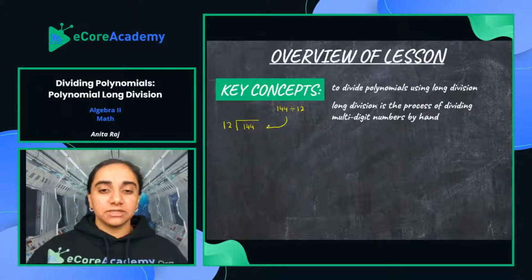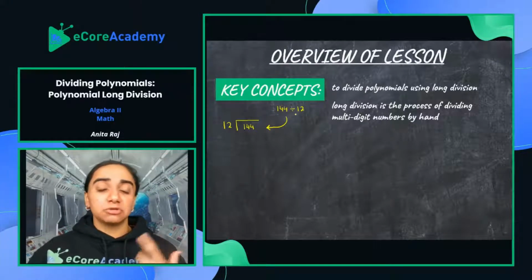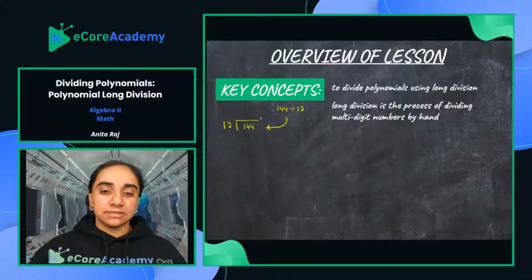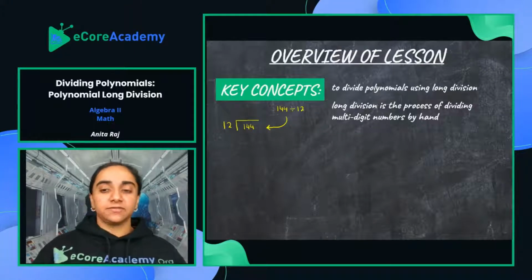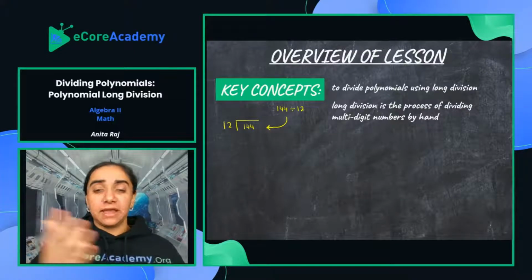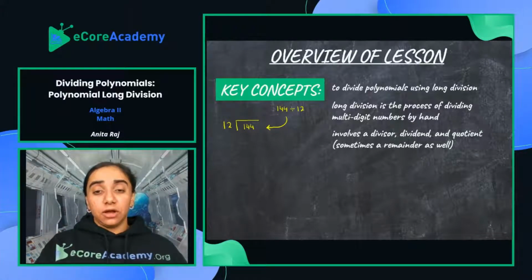What we can do is set this up. In case we haven't memorized our times tables, which are mostly single digits, if we have multi-digits, we can set it up like this, and then we can divide 12 into 144 to find what the quotient would be. So it's the process of dividing multi-digit numbers, and we can do it by hand. We don't need a calculator to help us. We can just do it by hand.